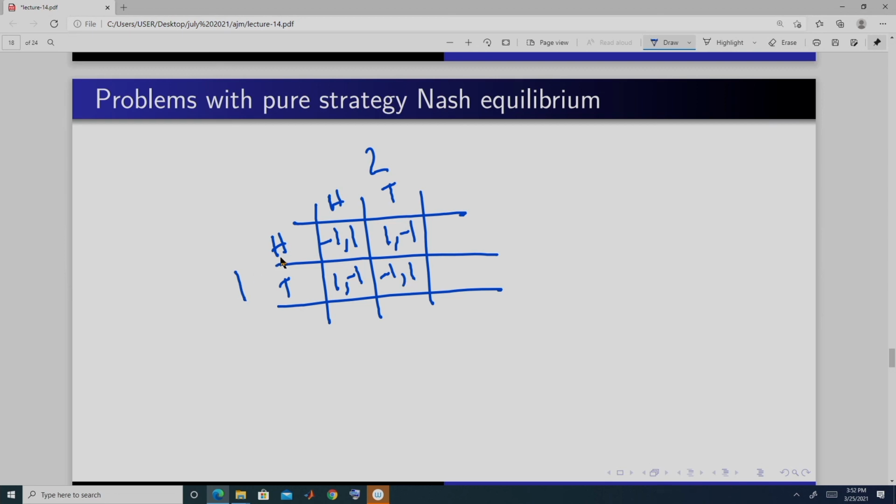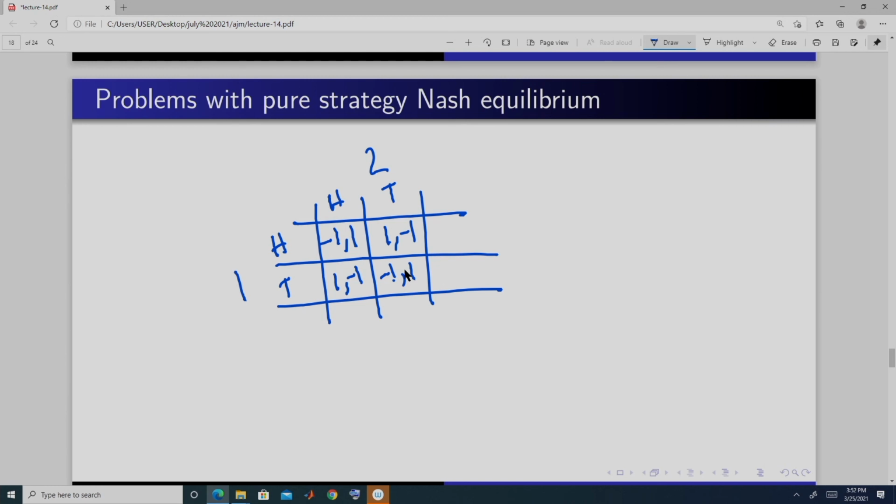If player 1 plays head and player 2 plays head, player 1 gets -1, player 2 gets 1. If head and tail, player 1 gets 1, player 2 gets -1. If player 1 plays tail and player 2 plays head, player 1 gets 1 and player 2 gets -1. If player 1 plays tail and player 2 also plays tail, player 1 gets -1 and player 2 gets 1. Okay. So, this is the game.